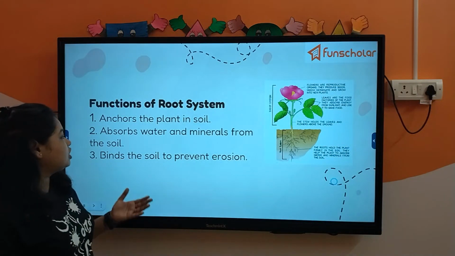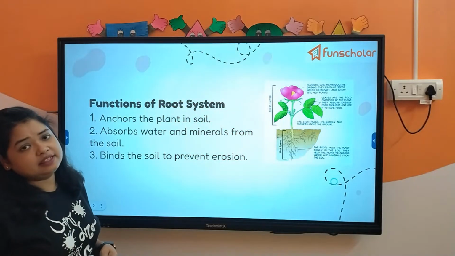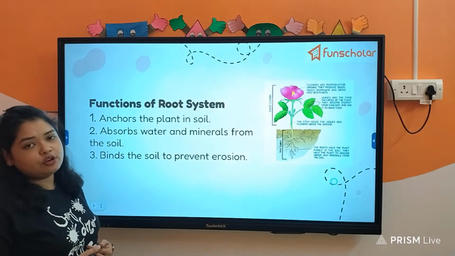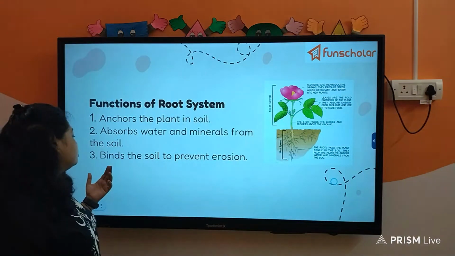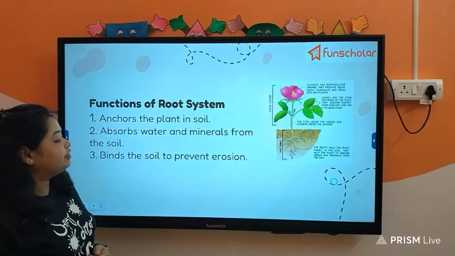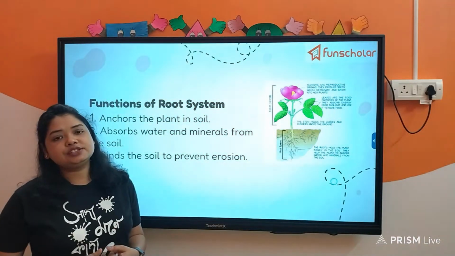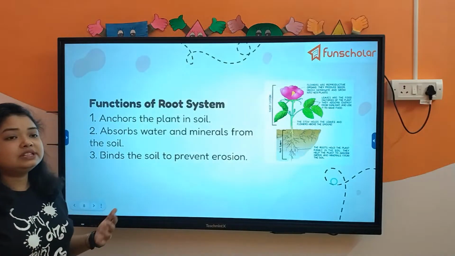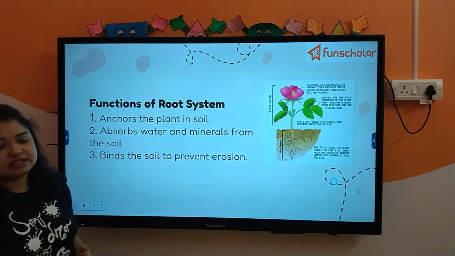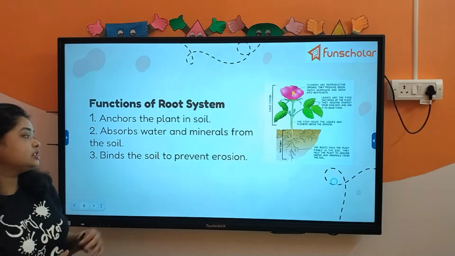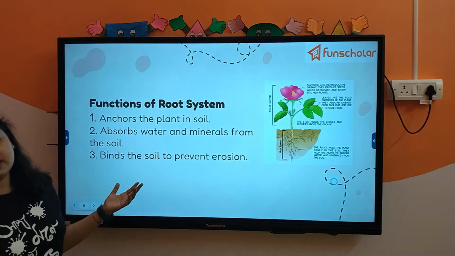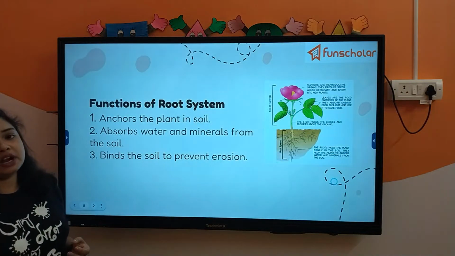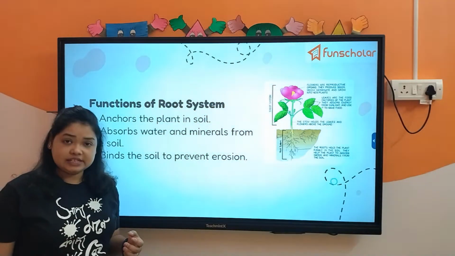Next, they absorb water and minerals from the soil and they send it to the plant body and also to the leaves for photosynthesis, and also they bind the soil to prevent soil erosion. That is why in case of any slope area, wherever you will see that there are plants, they are planted, so therefore the soil will not be washed away either by the wind or by the water, because the roots of the plants hold the soil tightly.